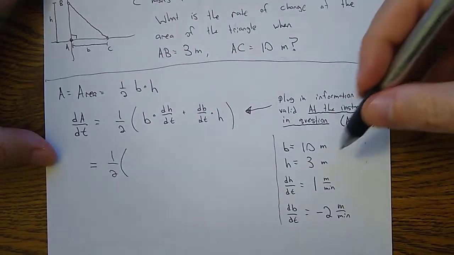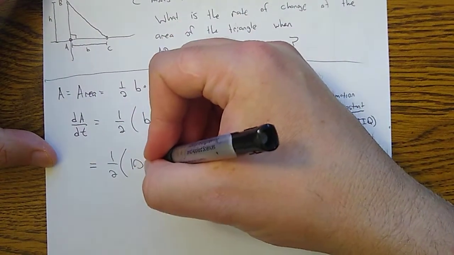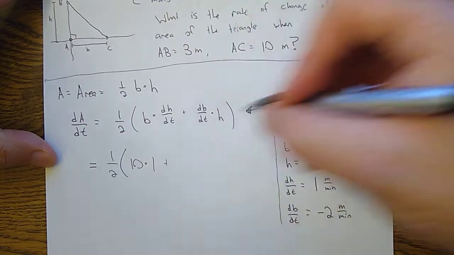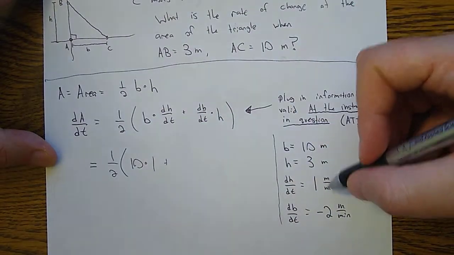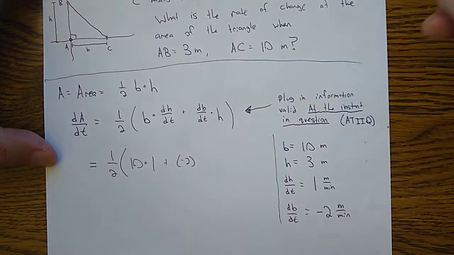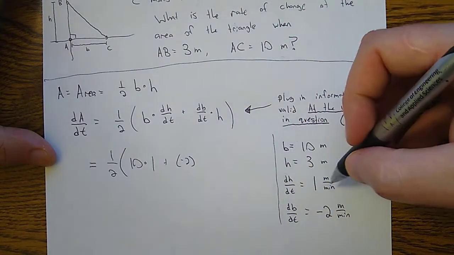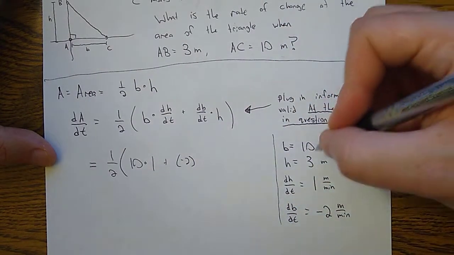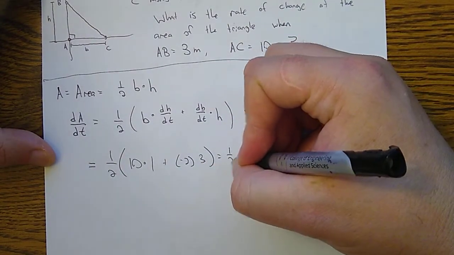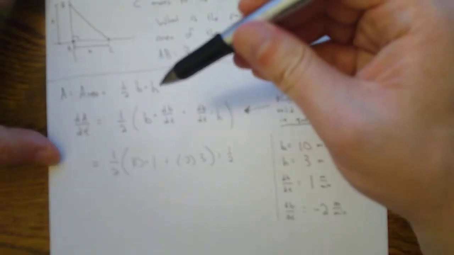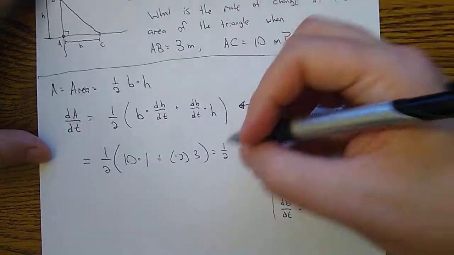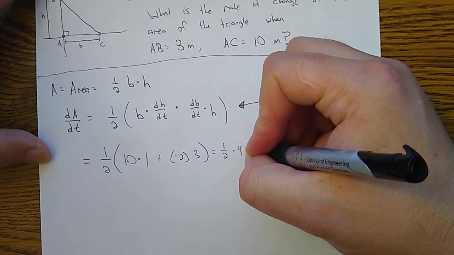1/2 times 10 times dh over dt, which is 1, plus -2 times h, which is 3. So this is 1/2. Let's see here. 10 minus 6 is 4. So I should get 2.